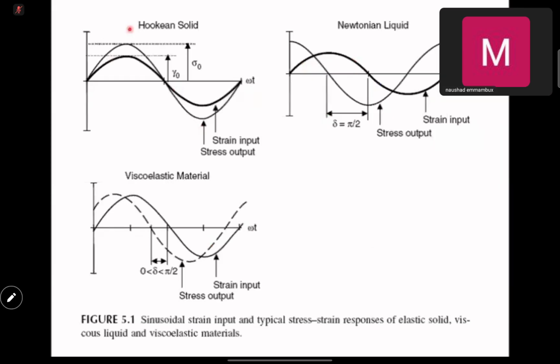All right, if you have a Hookean solid, it is in phase. And if you have a Newtonian liquid, it's out of phase by 90 degrees, so there's a delay. And for viscoelastic material, the phase change is between 0 and 90 degrees. So the sine input and strain responses for an elastic solid, viscous liquid, and viscoelastic material are between 0 and 90 degrees.